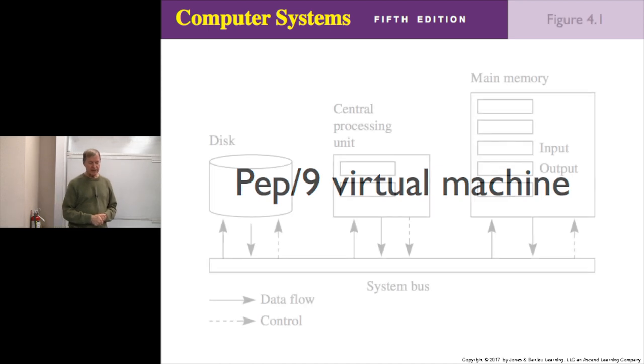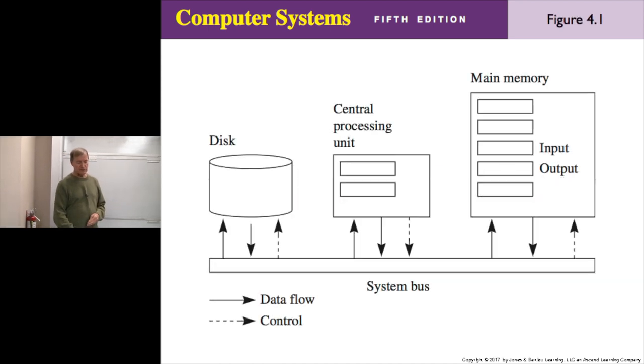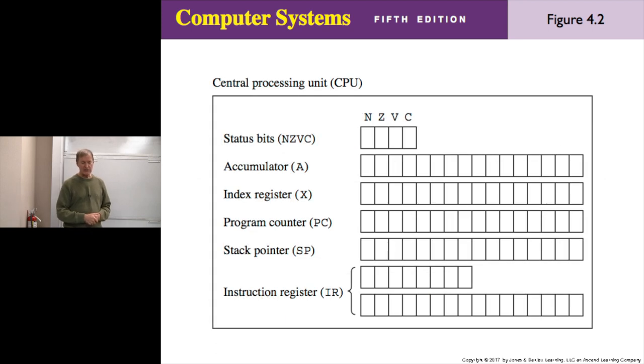And in figure 4.1, we took a look at the central processing unit and the main memory. And what is that called, where the input and output are wired into main memory? That's called memory mapped I/O. And we saw that this is the content of the central processing unit, the CPU. So it has the four status bits, a 16-bit accumulator, a 16-bit index register, a 16-bit program counter, and a 16-bit stack pointer that points to the top of the runtime stack. And the instruction register that stores the instruction that is to be executed.